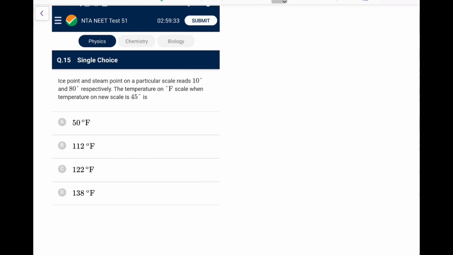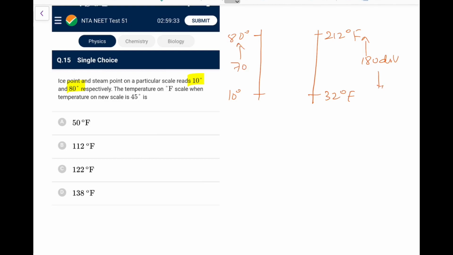Ice point and steam point on a particular scale, say 10 and 80 respectively. What is the temperature on the Fahrenheit scale when the temperature on the new scale is 45? Just to give you an idea, the ice point is 10 degrees here, which is 32 degrees Fahrenheit. Here you have 80 degrees, which is 212 degrees Fahrenheit. So here you have 180 divisions, and here you have 70 divisions. So here a 70 change corresponds to a 180 change.